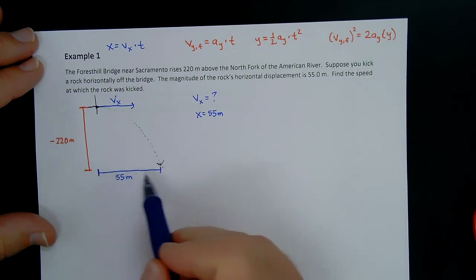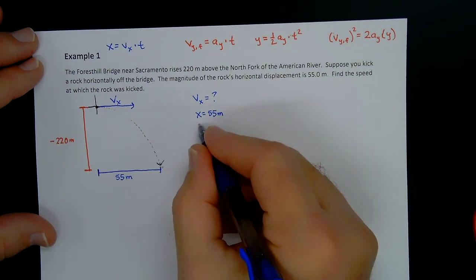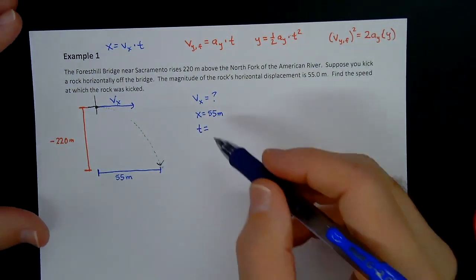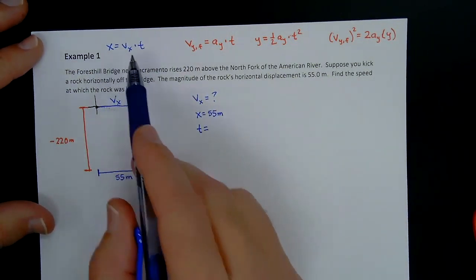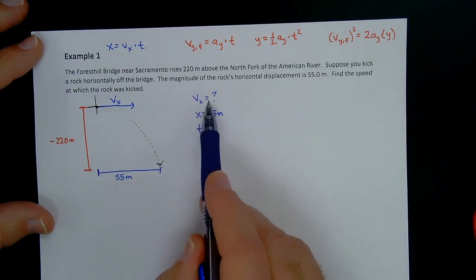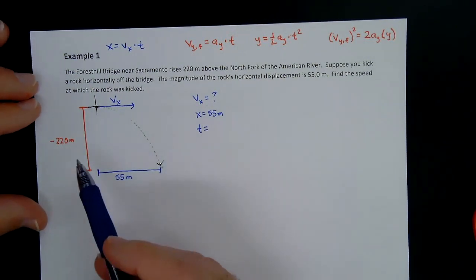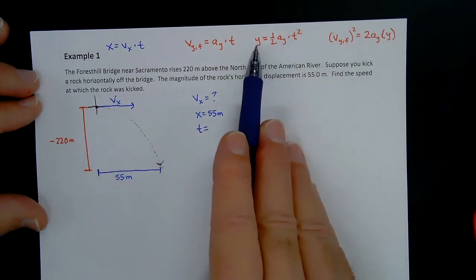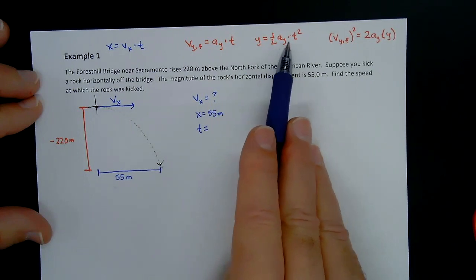But I don't know how long this took to fall and go horizontally 55 meters. So we also don't know T. So this leads to a problem, right? We have 3 things in this equation. We need 2 of them to solve it. We only have 1 of them. So we want to end up with this one. So we need a way to come up with our time. Well, we also have this vertical displacement, right? And so this relates the vertical displacement with the vertical acceleration and time.